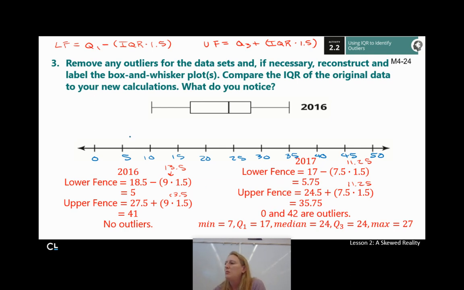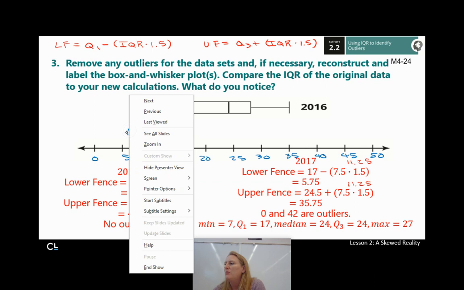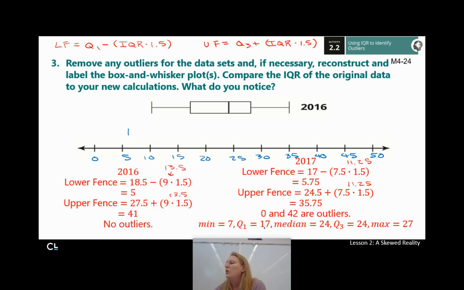So now we're saying that the minimum is 7. So now my minimum's down here. We're saying that our first quartile is at 17, so right about here. Our median is still at 24, so that is the one thing that didn't change there. Third quartile, oh dear, our third quartile is also at 24. This is going to look funky. That's okay. And our maximum is now at 27. Oh my. So my box kind of ends up like this, and I got a whisker and a whisker.